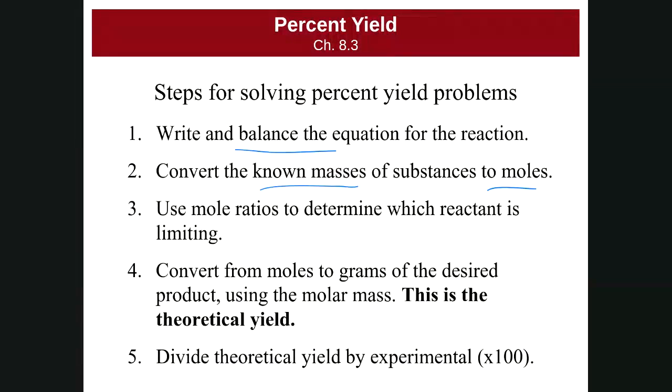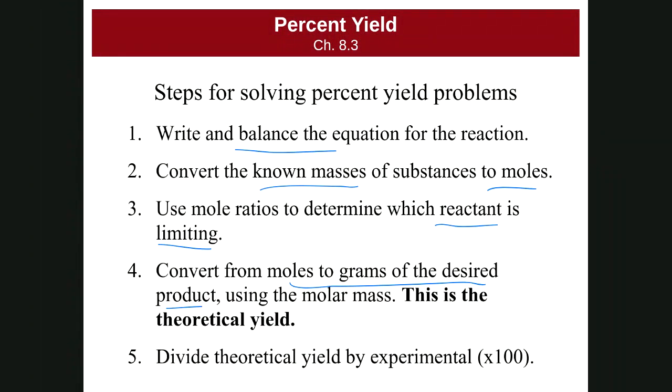You want to use mole ratios to find out which one of your reactants is limiting. And you want to find the amount of product that's made by that limiting reactant and convert it from moles to grams so that you can get your theoretical yield. So the theoretical yield was the final answer in our previous problem. So the amount of product that you make from your limiting reactant is your theoretical yield.